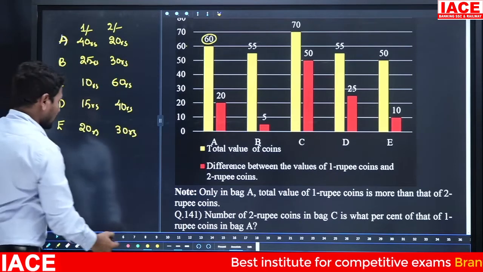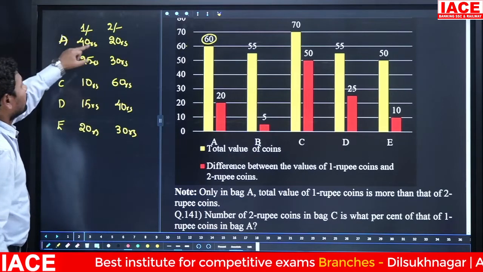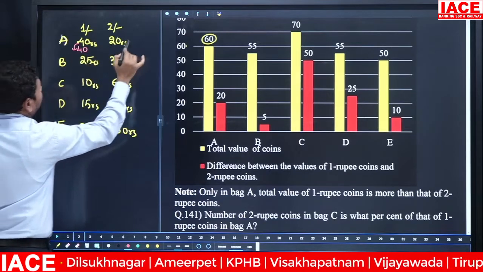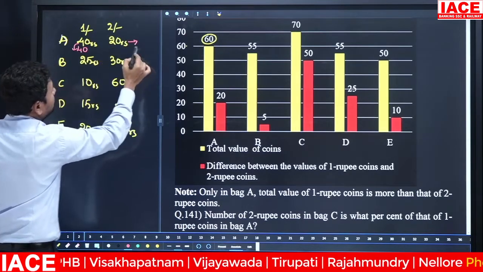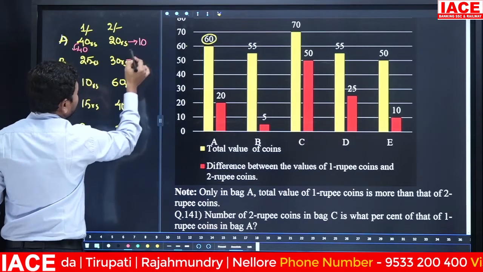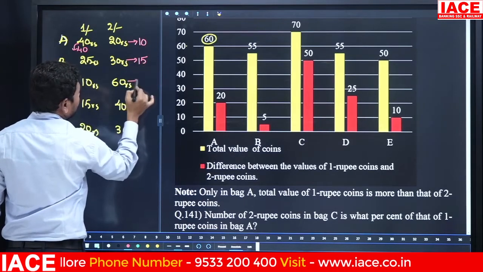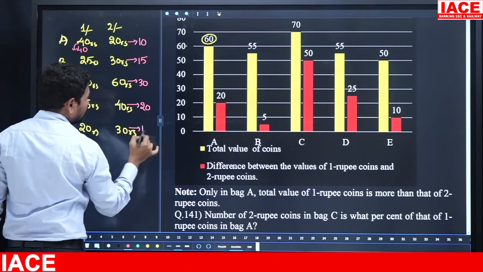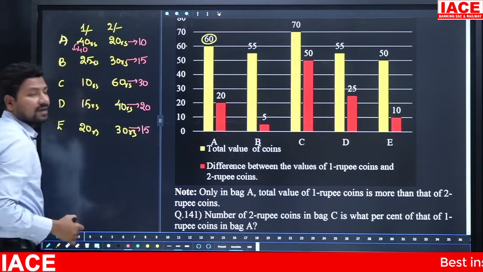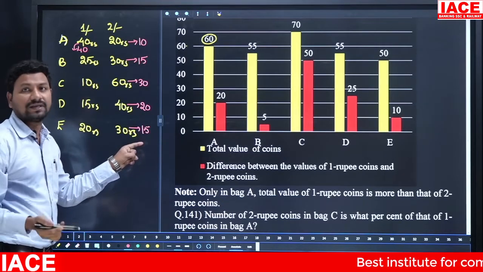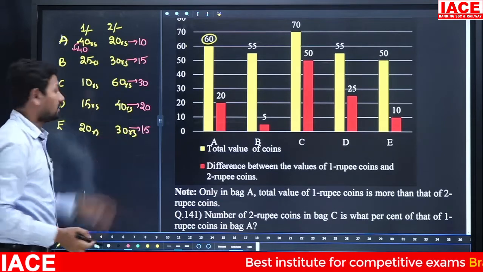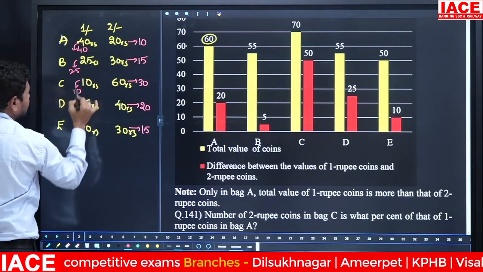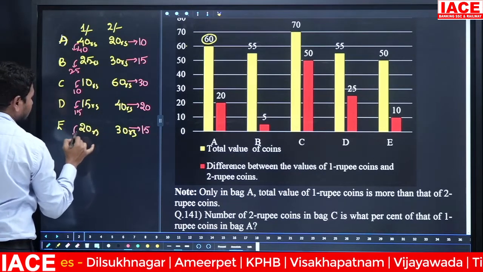Okay. When you are counting 1 rupee coins, we have 40 rupees. In 40 rupees, how many 1 rupee coins? 40 coins. In 20 rupees, how many 2 rupee coins? 10 coins. In 30 rupees, 15 coins. In 60 rupees, 30 coins. In 40 rupees, 20 coins. And 30 rupees, 15 coins. These all belong to the number of coins. If you count 15 coins as 2 rupees, you get 30 rupees value. And here 40 coins, 25 coins, 10 coins, 15 coins and 20 coins.